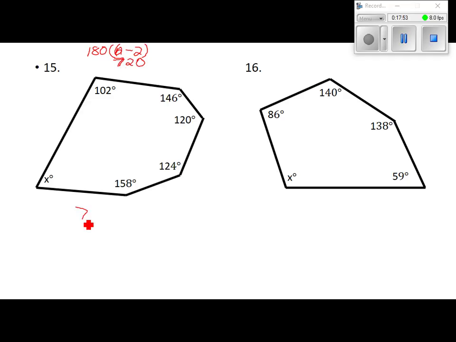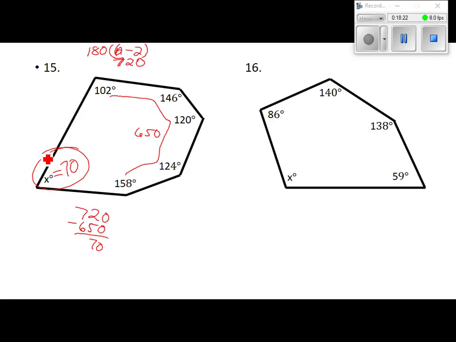What am I going to do next? Add them all up. 650. Those all add up to 650. What do you do with that? Subtract. x equals 70. Anybody else get that? That angle equals 70 degrees. Did you add something wrong, Dawson? Yeah, I put 122, not 124.